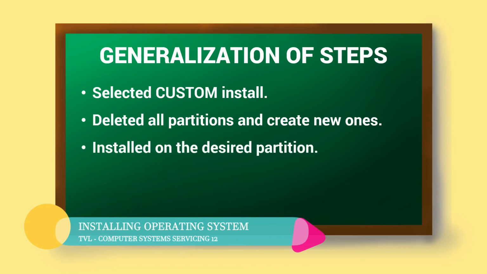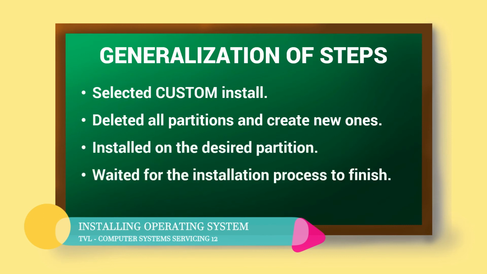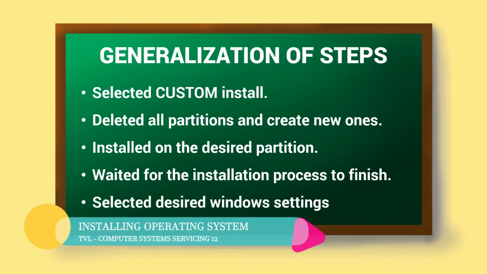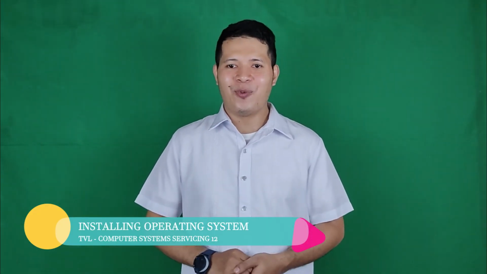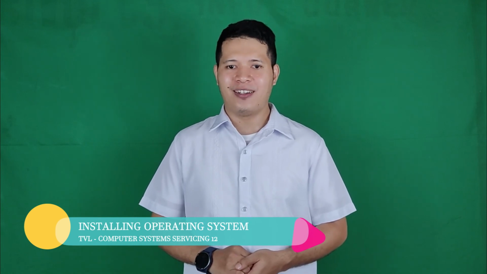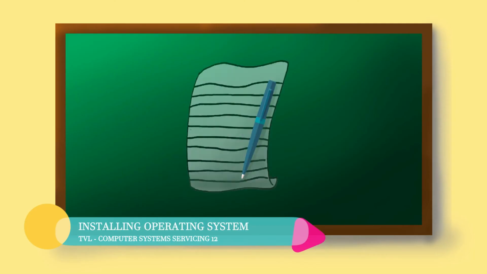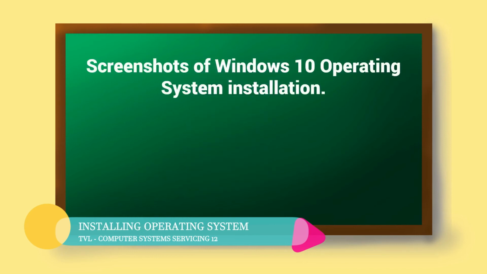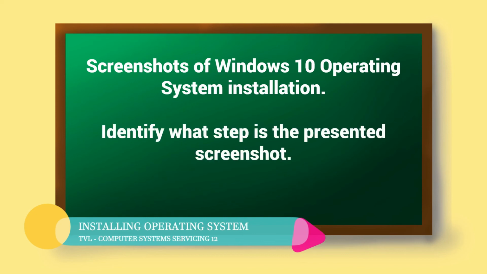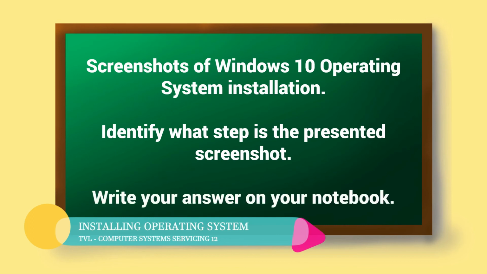We installed on the desired partition. We waited for the installation process to finish. Lastly, we selected desired Windows settings. And voila! We have just installed a Windows 10 operating system on your computer. Now, get your pen and paper and answer this activity. The images that will be presented are screenshots of our Windows 10 operating system installation. From the 13 simple steps we did, identify what step is presented on the screenshot. Write your answer on your notebook.